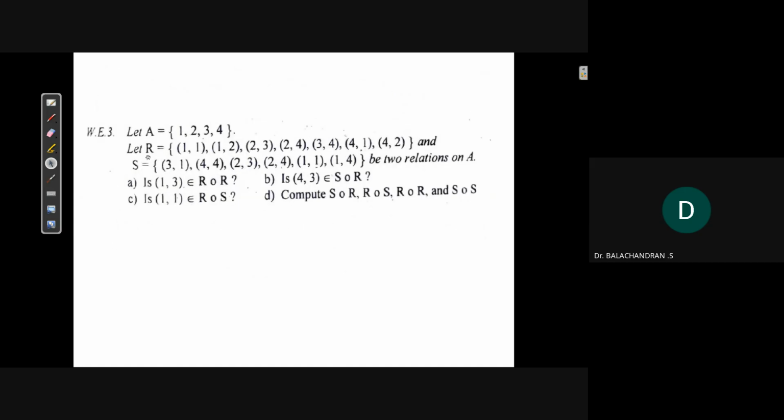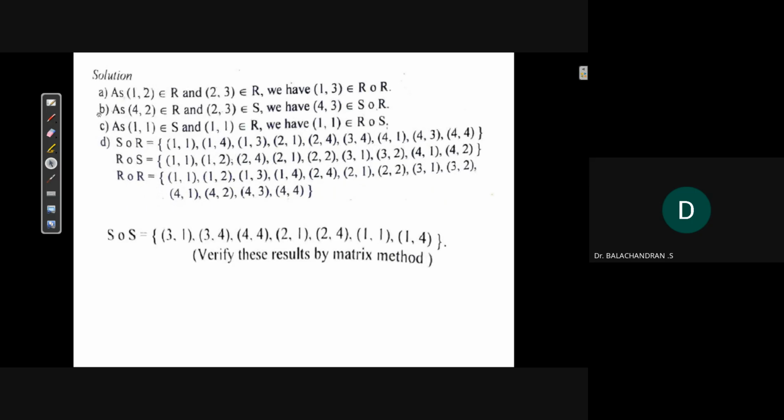Again, these are some of the problems 3, 4, 5. For these problems I gave the solutions immediately. Here A is a set, R is a relation, S is a relation. The question is: is 1 comma 3 in R composition R? Is 4 comma 3 in S composition R? Similarly, they are asking. The answer is here: A, B, C, D. For everything, I gave the answer.